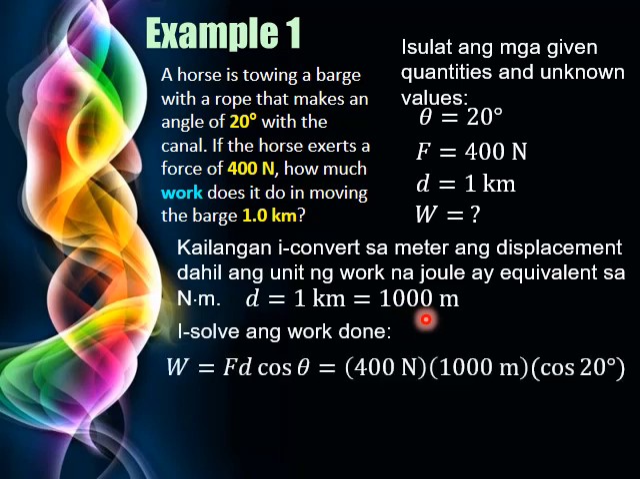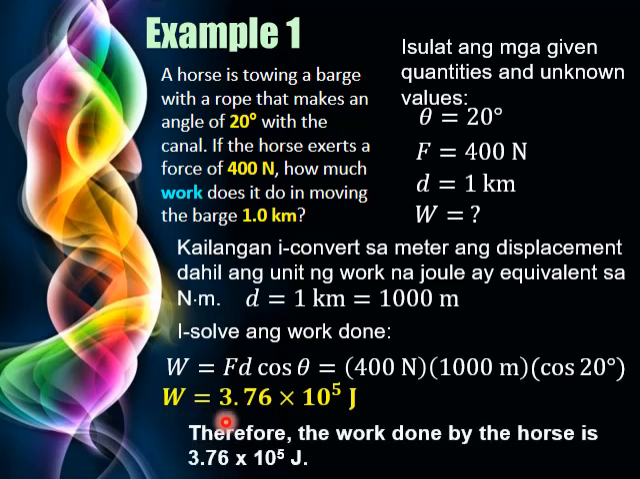When we solve for the work, work is equal to FD cosine theta. Let's just substitute: 400 newtons times 1,000 meters times cosine 20. Therefore, the work done by the horse in towing the barge is 3.76 times 10 to the 5th joules.